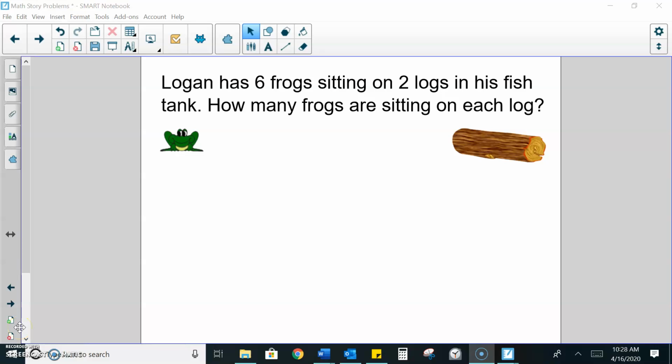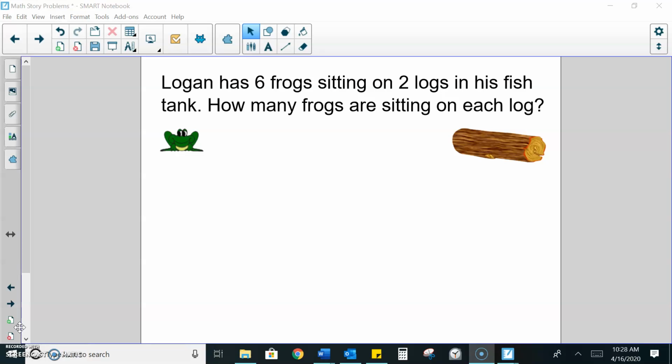Hey boys and girls, today for math we're going to do a word problem, but it's a little bit different than the ones that we have done in the past. So let me read this one to you, and then I want you to take a second and think about it. It says, Logan has 6 frogs sitting on 2 logs in his fish tank. How many frogs are sitting on each log?